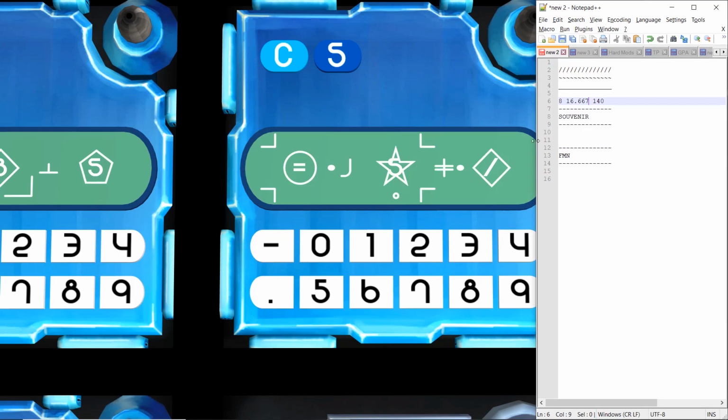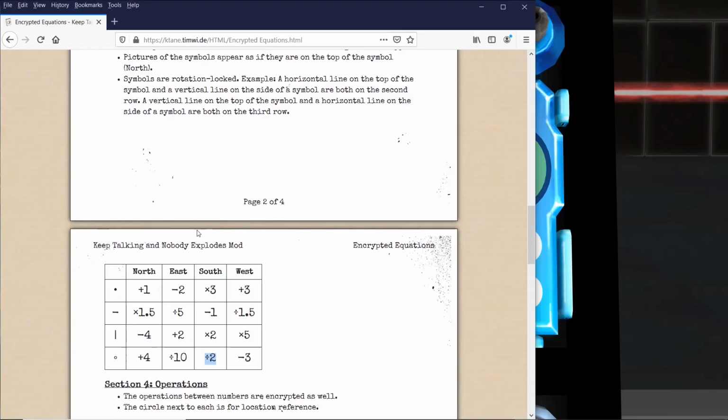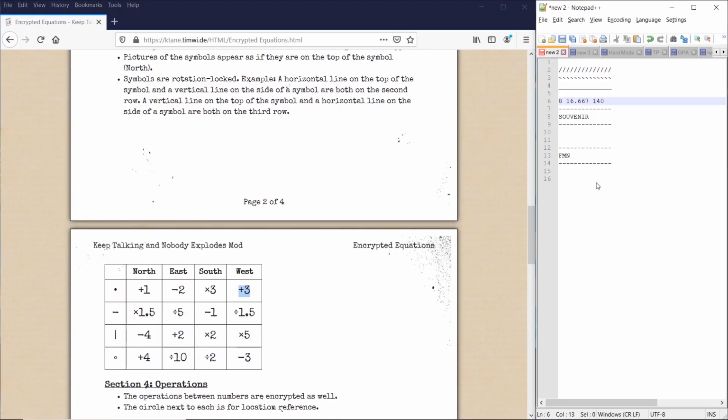So we have the final symbol here of a dot that is to the west of the shape. To the west, it's going to add 3, so we have 143 now.